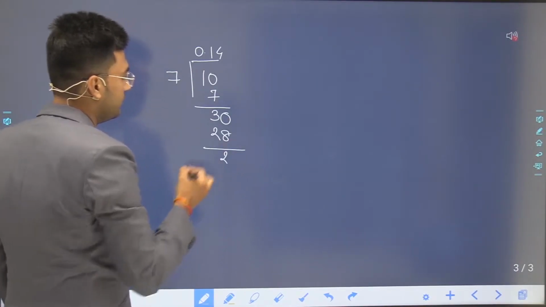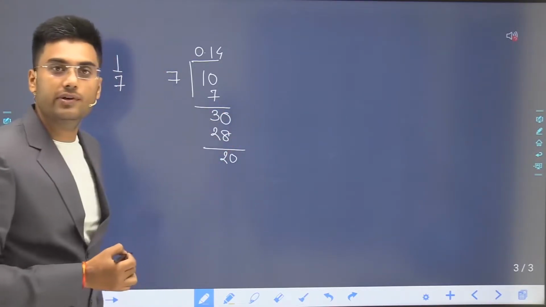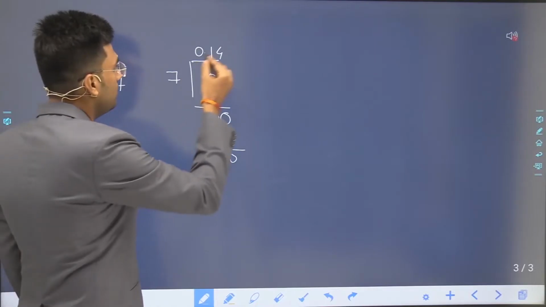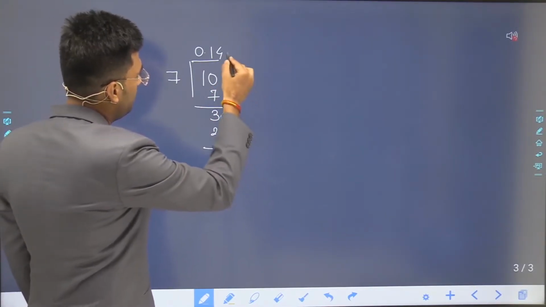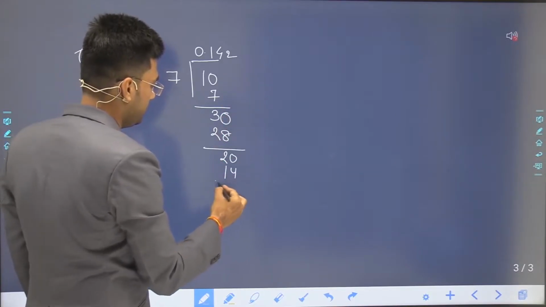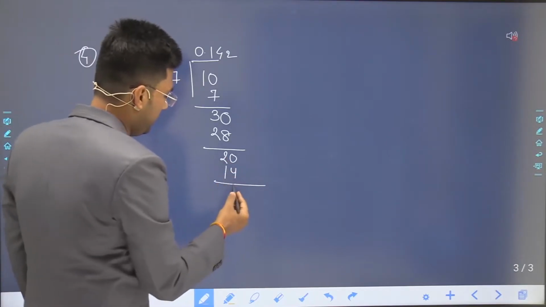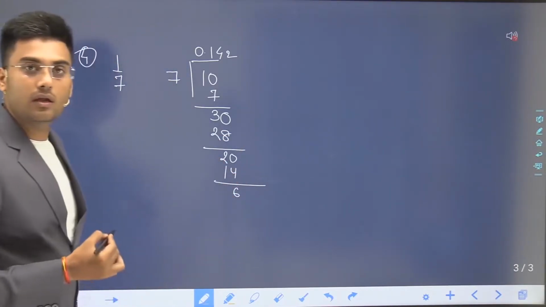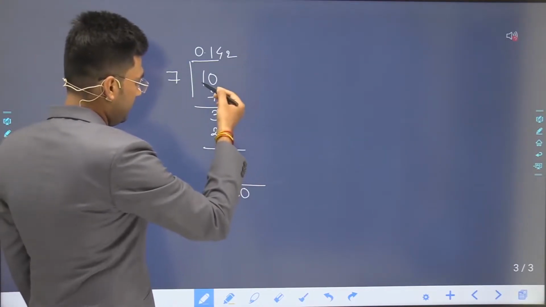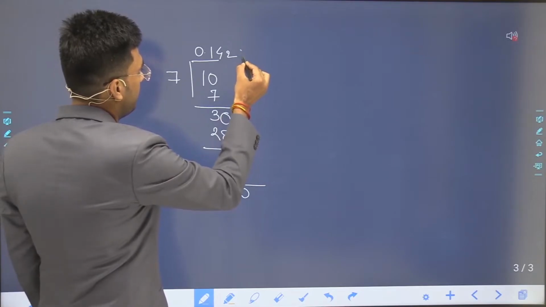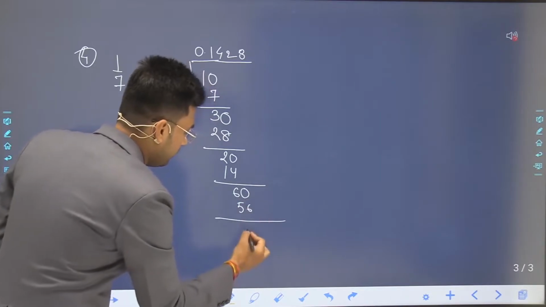Now the difference of 30 and 28 is 2, and it becomes 20. Now 7 divides 20 by 2 times, then it is 14. Then the difference of 20 and 14 is 6. Now it becomes 60, and 7 divides 60 by 8 times, 8 7s are 56. Now the difference is 4.